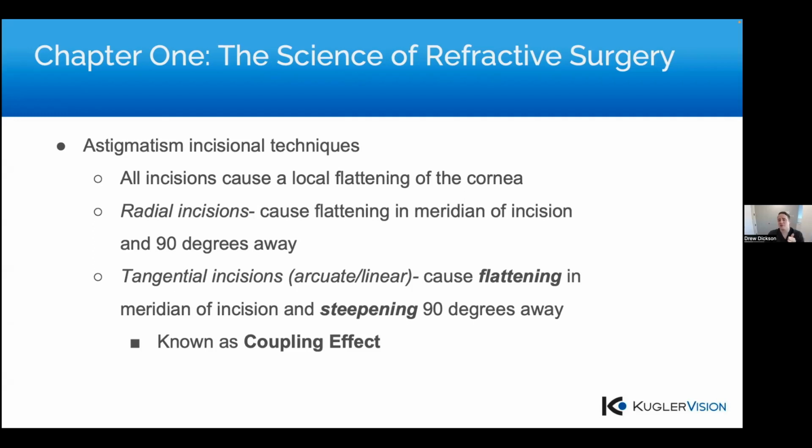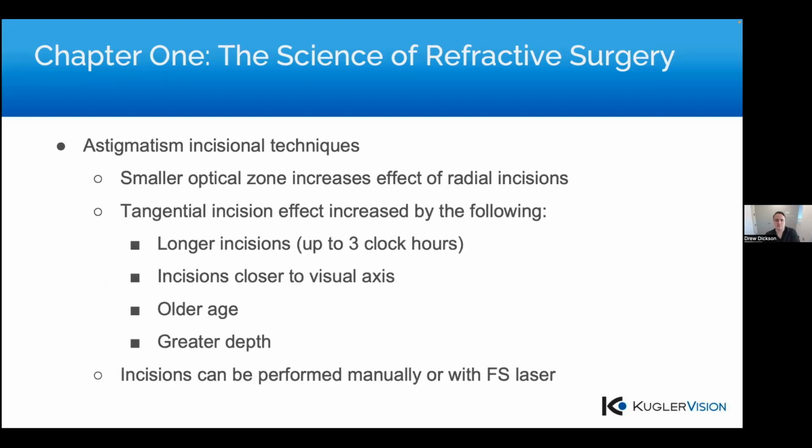For radial incisions, like were used in something called RK, these cause flattening in the meridian of the incision and flattening 90 degrees away. If we do a tangential incision, which I'll show you a picture of here in a little bit, these cause flattening in the meridian of the incision, but steepening 90 degrees away. And this is what's known as the coupling effect. And so this is why if you perform an arcuate keratotomy or something called a limbal relaxing incision, the spherical equivalent remains neutral. You're not inducing any steepening or flattening of the cornea if you do a peripheral tangential incision.